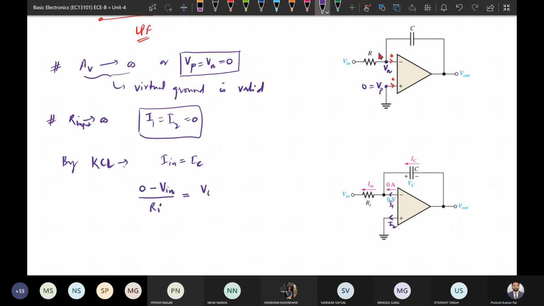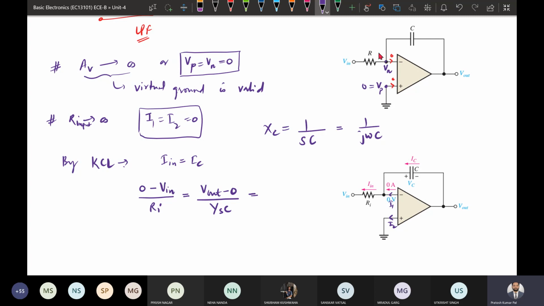So V output minus 0 divided by the resistance offered by capacitance. The resistance offered by capacitance is XC. In terms of the S parameter, it is 1 by SC, is the XC, or in terms of omega, imaginary j omega C is the resistance, so we can represent the resistance offered by it like this.